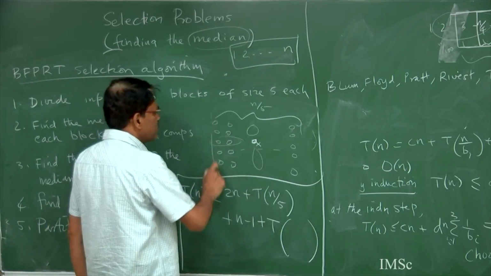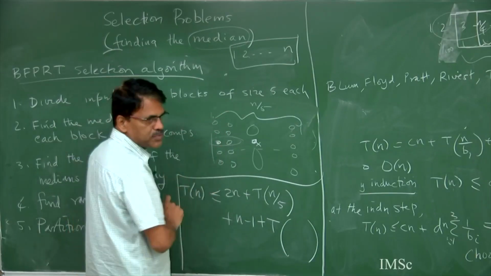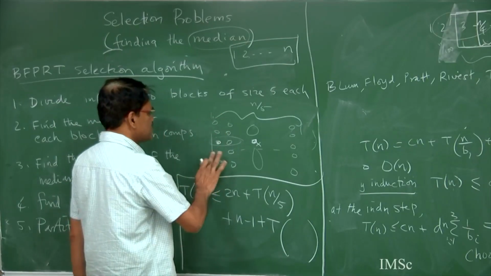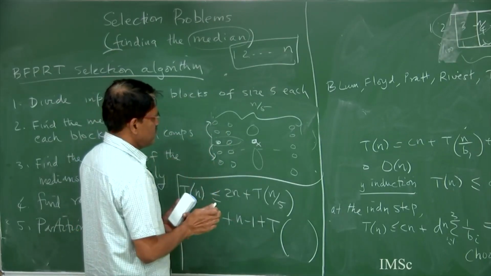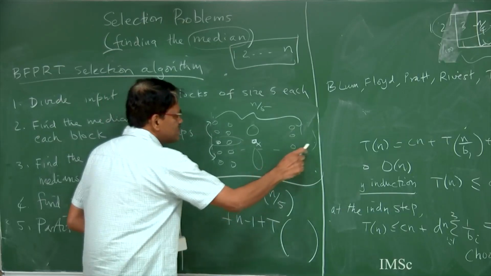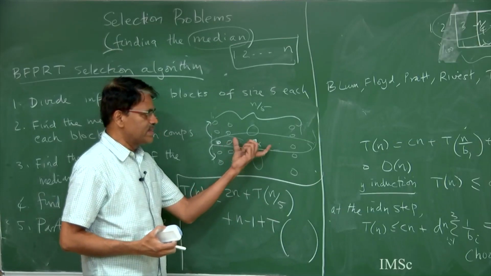Yeah, because I have found the median. So, I know how many are smaller and which ones are bigger. Let us say these are smaller than this, these are bigger than this. I know that in the first step itself, right. So, this is a median of the medians. So, how many are on each side in this middle row?